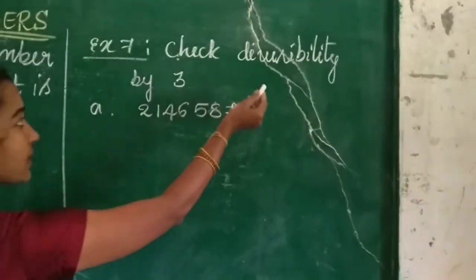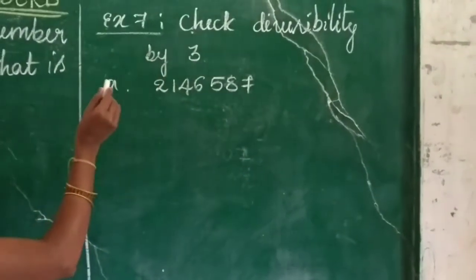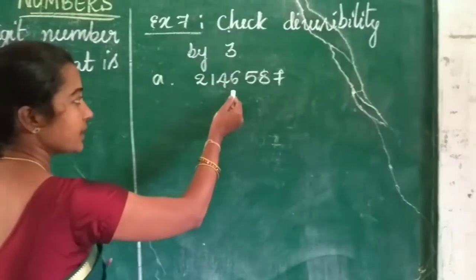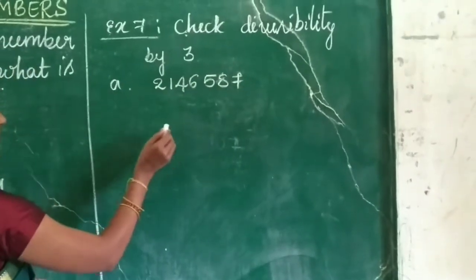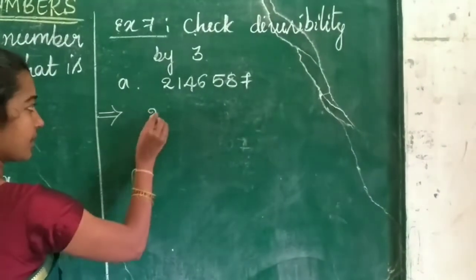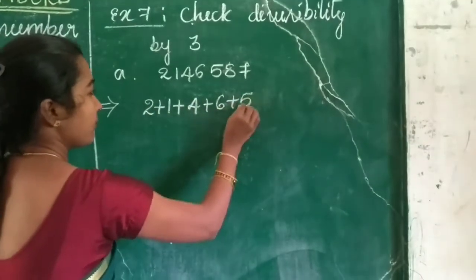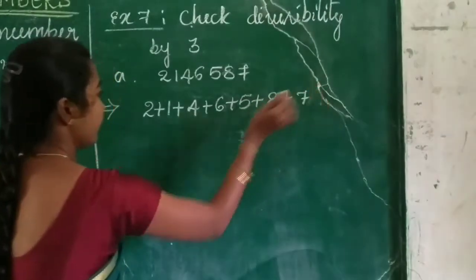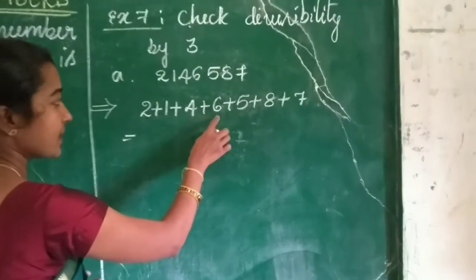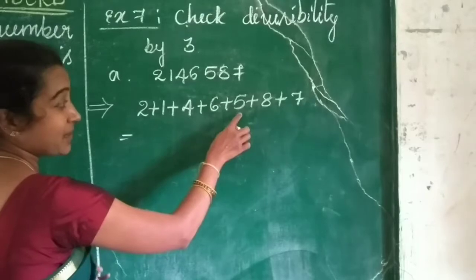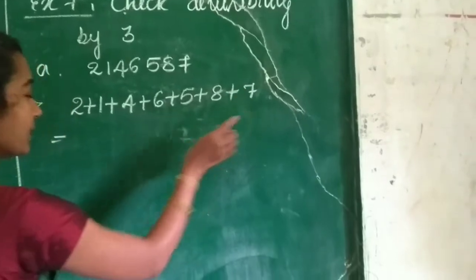Here, check divisibility by 3 for this number. According to the divisibility rule for 3 also, if the sum of the digits of a number is divisible by 3, the whole number is divisible by 3. Now let us first find the sum: 2 plus 1 plus 4 plus 6 plus 5 plus 8 plus 7. Now sum: 2 plus 1 is 3, 3 plus 4 is 7, 7 plus 6 is 13, 13 plus 5 is 18, 18 plus 8 is 26, 26 plus 7 is 33.